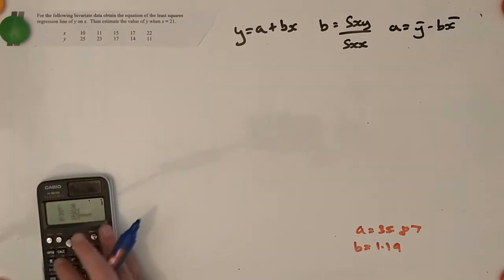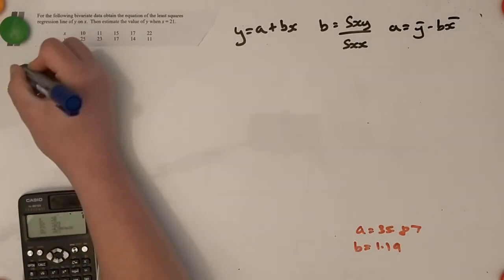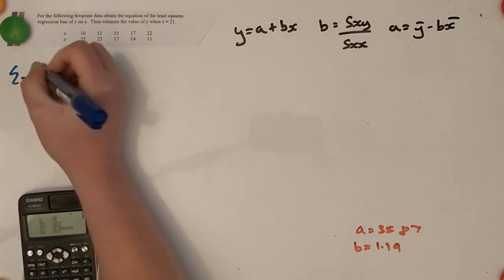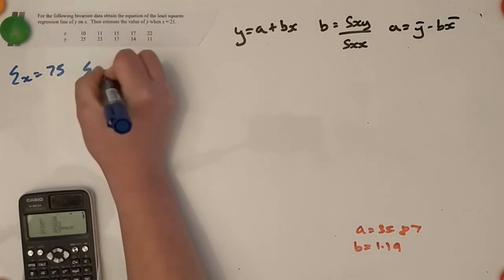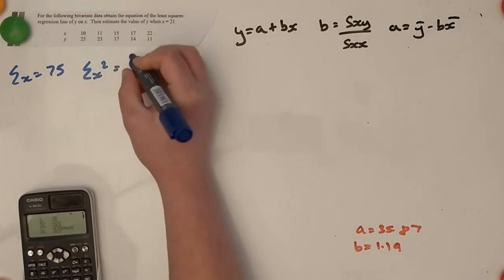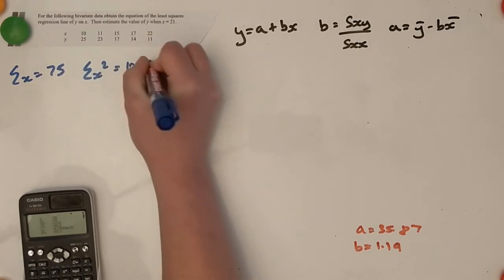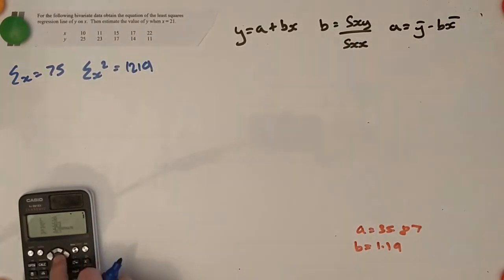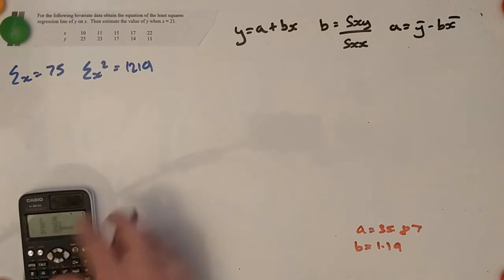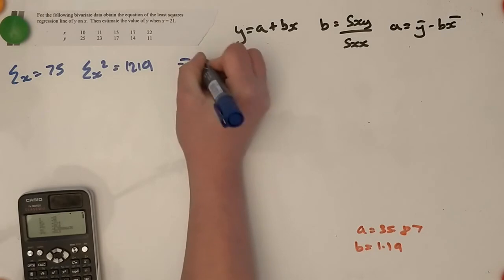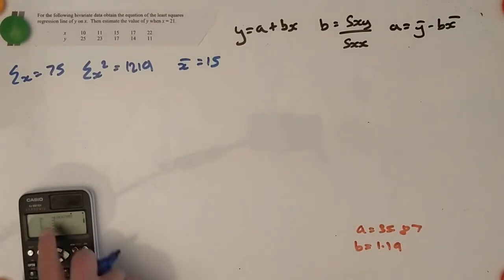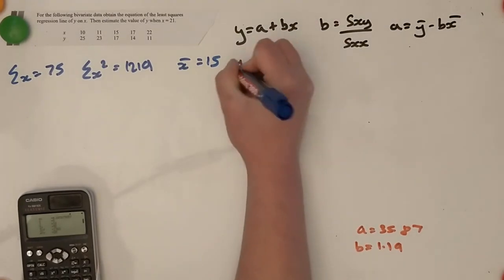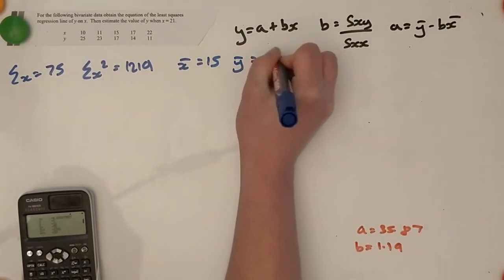So we need to write down sum of x. Sum of x equals 75. We need to write down sum of x squared. Sum of x squared is 1219. I need to write down x bar as well. x bar equals 15. Then I've got y bar as well. So y bar is equal to 18.